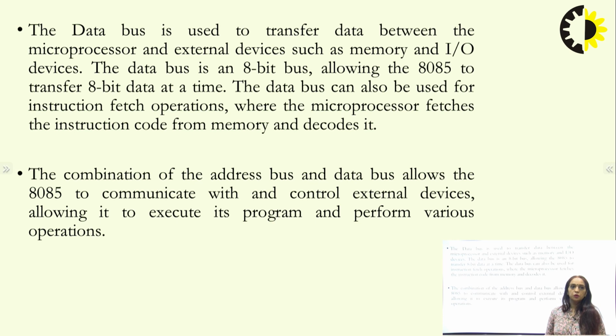Data buses are used to transfer data between the microprocessor and the external device, which can be a memory or an IO device. The data bus is an 8-bit bus which is used by the 8085 to transfer data at a time, and the data bus can also be used for the instruction fetch operation, where the microprocessor fetches the instruction code from the memory and decodes it.